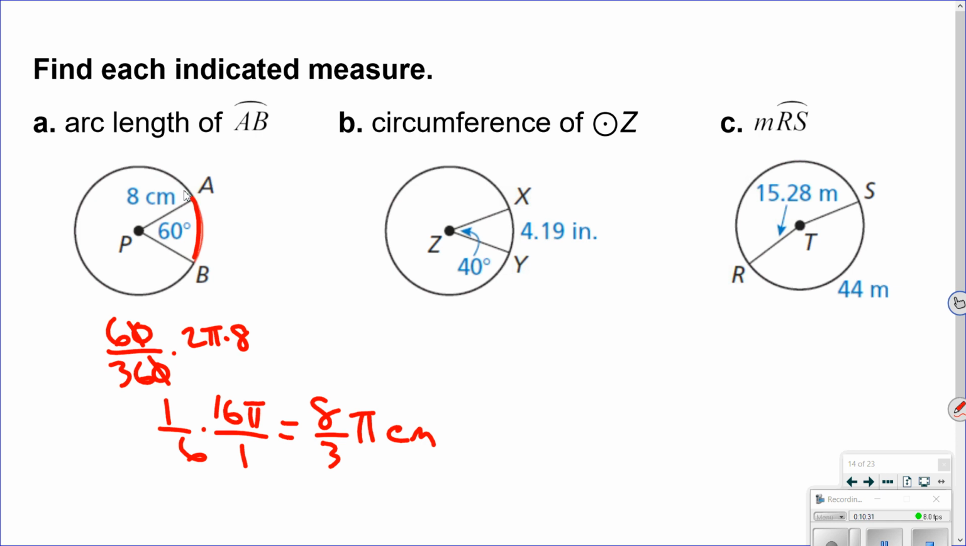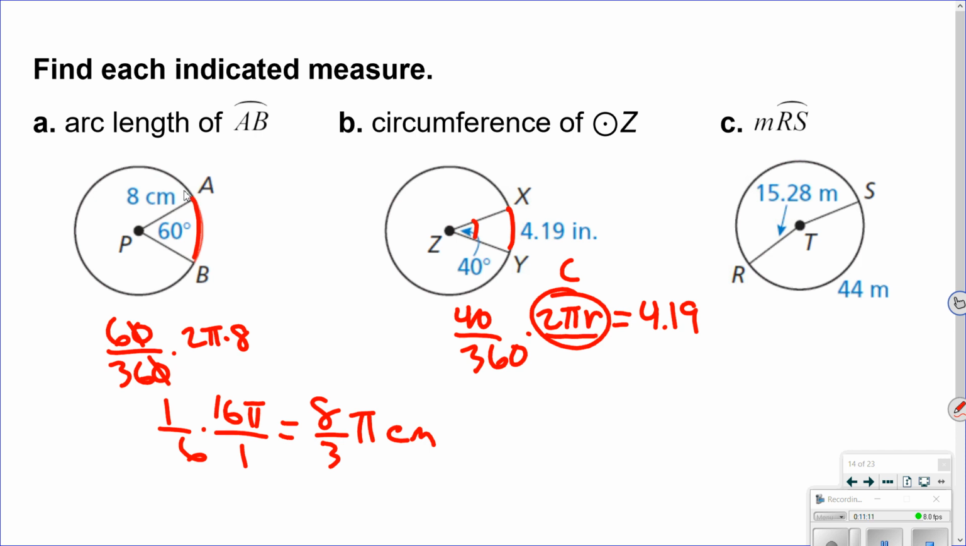Okay, let's do the circumference of Z. This is a little bit different. Notice that it gives me the measure of the angle, and it gives me the arc length, and we're trying to find out what the circumference is. So if I use my formula, I'm going to go 40 over 360 times 2 pi r is equal to the arc length, which is 4.19. Well, notice this is just the circumference. That's what we're trying to find. So if I could solve for this part right here, get that part by itself, I'd have my answer.